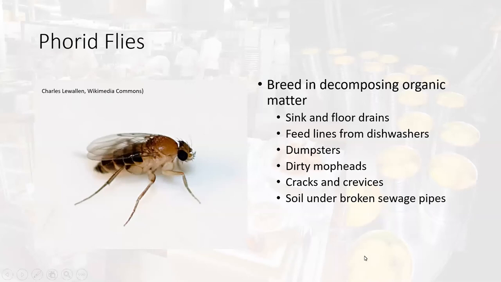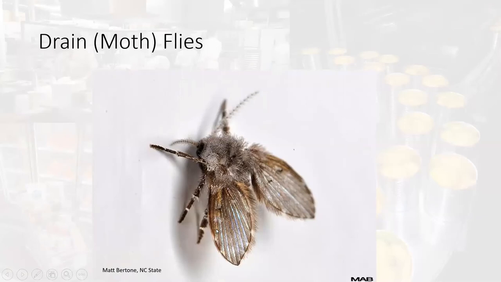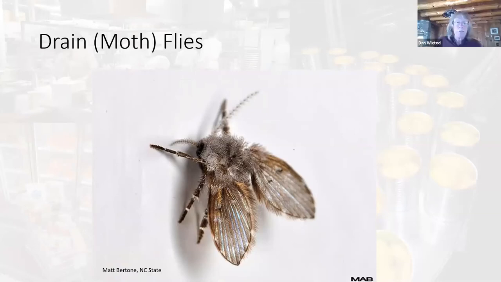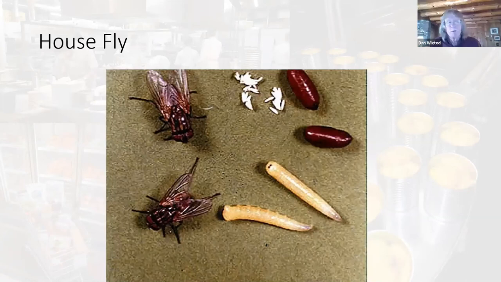That's okay. So, forage flies, a lot of places like fruit flies will be. Also, like the feed lines from dishwashers and soil under broken sewage pipes. So, next, please. Drain flies, I think they're kind of cute. But you'll see them in rooms a lot because they like to breed in the organic scum in the drains. Next. So taking care of flies, a lot of the same stuff. Oh, I'm sorry. Housefly.